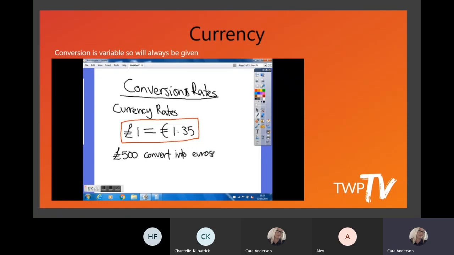With these questions, what's important is the number on the right hand side that isn't equal to 1. You never need the part of the conversion rate that is 1, so the £1. That's the same story for any conversion rate you have. You'll always have 1 of a unit equals a number that isn't 1. The reason for that is if you times or divide any number by 1, it will stay the same number, so it's irrelevant. What we need is this 1.35 side.